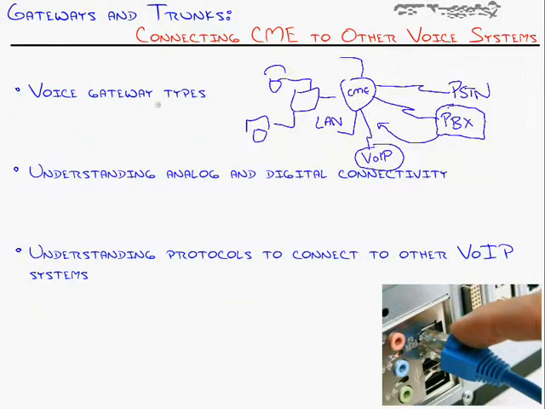So, as we go through here, we'll be talking about the different gateway types that you can get, which is different interfaces we can put in our CME router. The difference between analog and digital connectivity, what kind of interfaces make that. And then for this last piece, when we're communicating to a voice over IP segment, what protocols are making that happen? We're going beyond TCP/IP here into voice-specific protocols that can communicate between voice over IP networks.